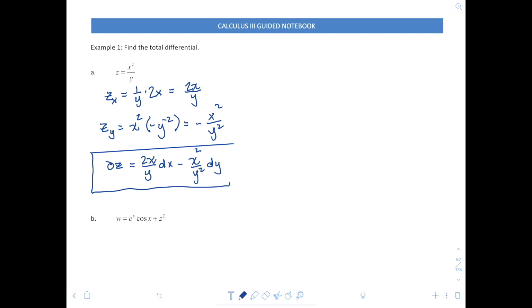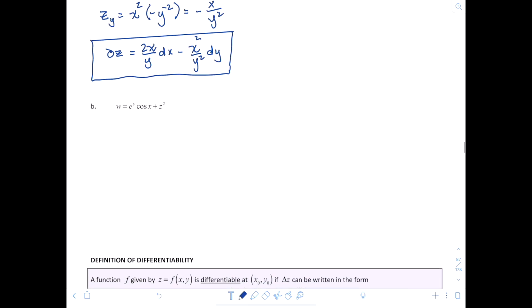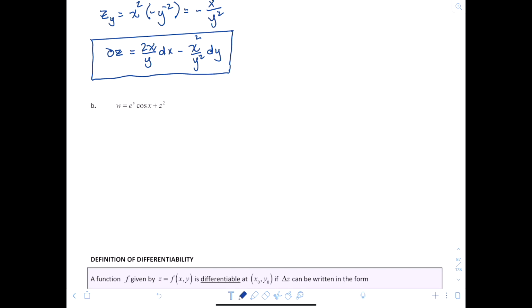So let's take a look at the next one. Now we've got a function of x, y, and z. We're going to need to find wx, the first differential of w with respect to x. So we treat everything as a constant except for x. The derivative of cosine of x with respect to x is negative sine of x. So we'll have negative e to the y sine of x, and the z squared term zeroes out.